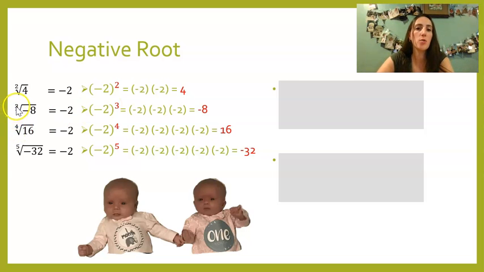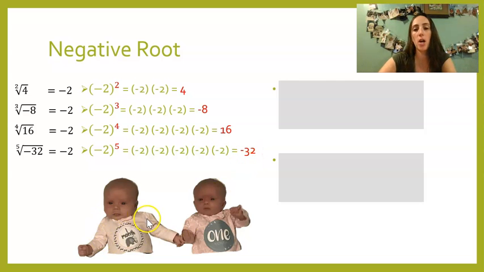If I have the cubed root of negative 8, that can equal negative 2. And I know that's the case because negative 2 cubed is going to give me negative 8. You can see here as I multiply this by one more negative 2, I'm now at negative 8. The fourth root of 16 can equal negative 2, because when I take negative 2 and multiply by itself 4 times, I have now a positive 16. Fifth root of negative 32 equals negative 2. And again, we can see that here.